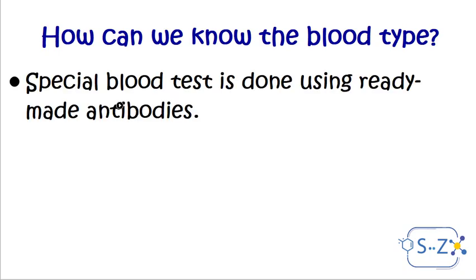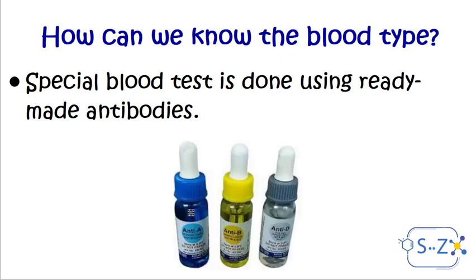Of course, there are special blood tests done using ready-made antibodies. So we have antibodies that are already made in the lab, and these antibodies are anti-A, anti-B, and anti-D. We're going to talk about anti-D later on.